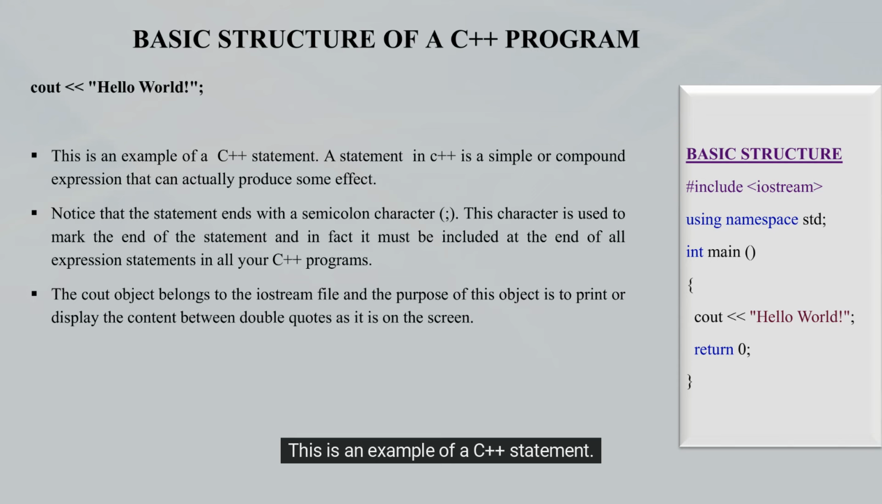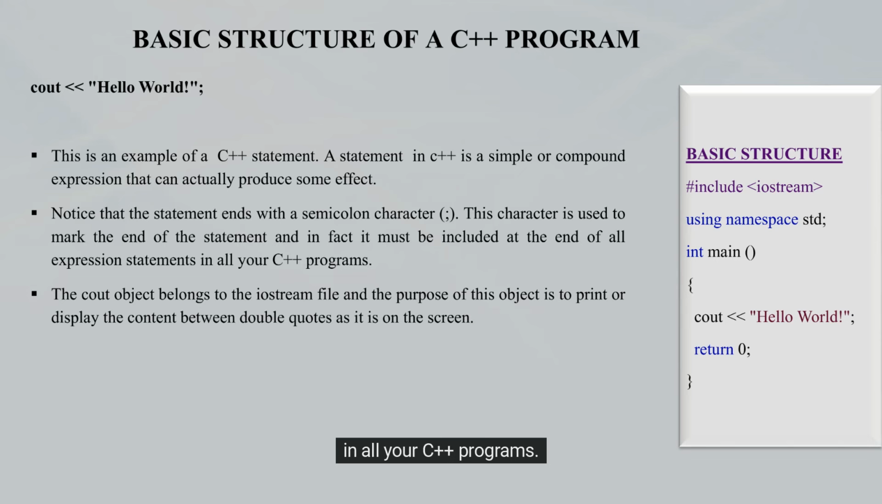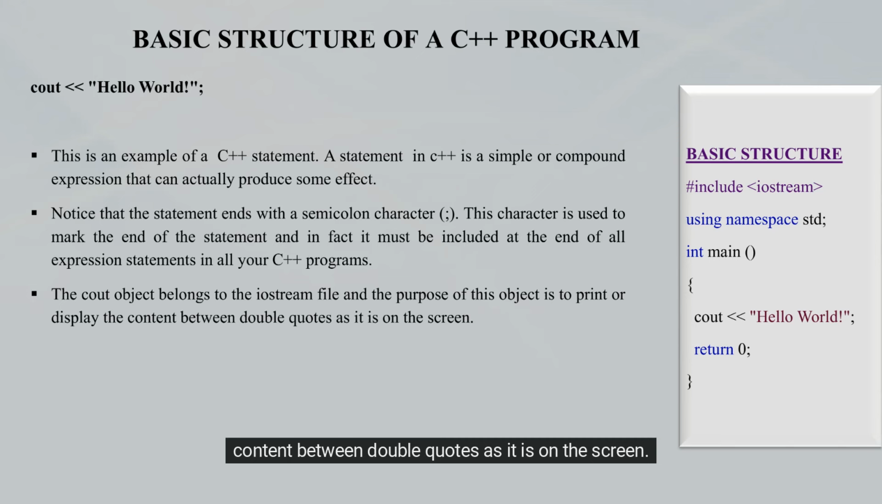This is an example of a C++ statement. Notice that the statement ends with a semicolon character. This character is used to mark the end of the statement, and in fact, it must be included at the end of statements in all your C++ programs. The cout object belongs to the iostream file, and the purpose of this object is to print or display the content between double quotes as it is on the screen.